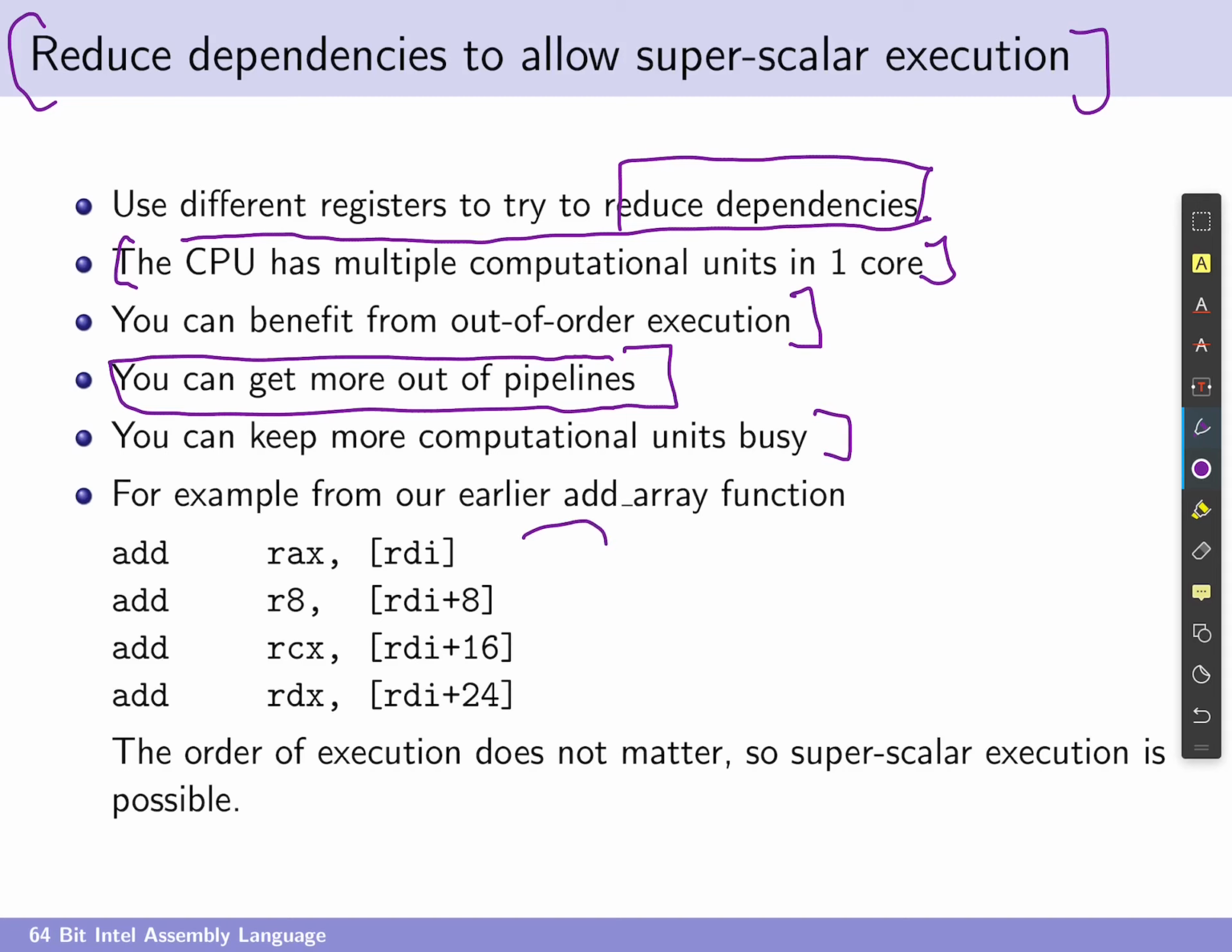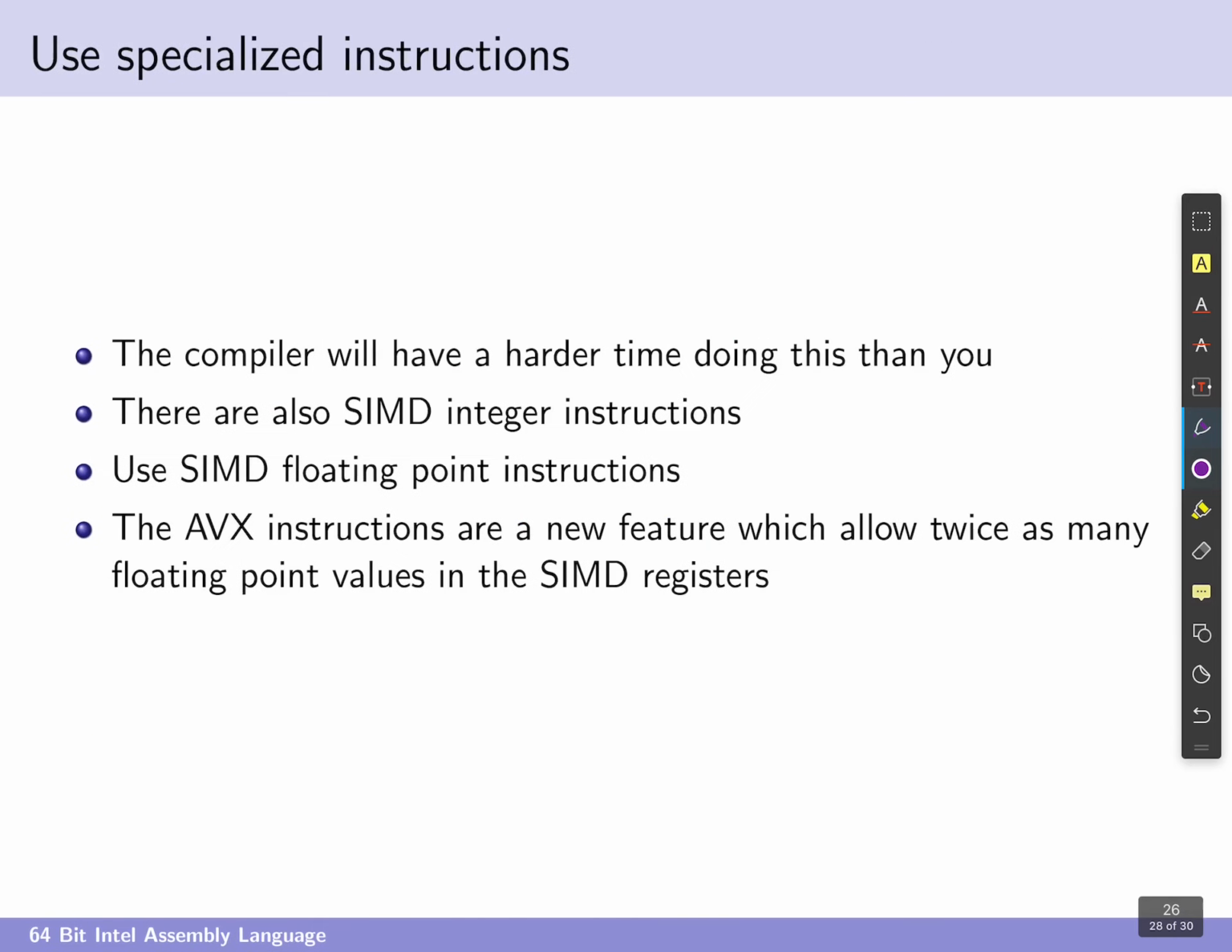And as you see in this example before, the order of execution between these 4 instructions does not matter, which means superscalar execution is in fact possible, that as many computational units as it has in a single core could actually execute in parallel. And even if we don't consider the parallel nature, the order that it's executed for out of order execution is obviously up to the CPU, which means there's the potential to eke out a lot more performance here.